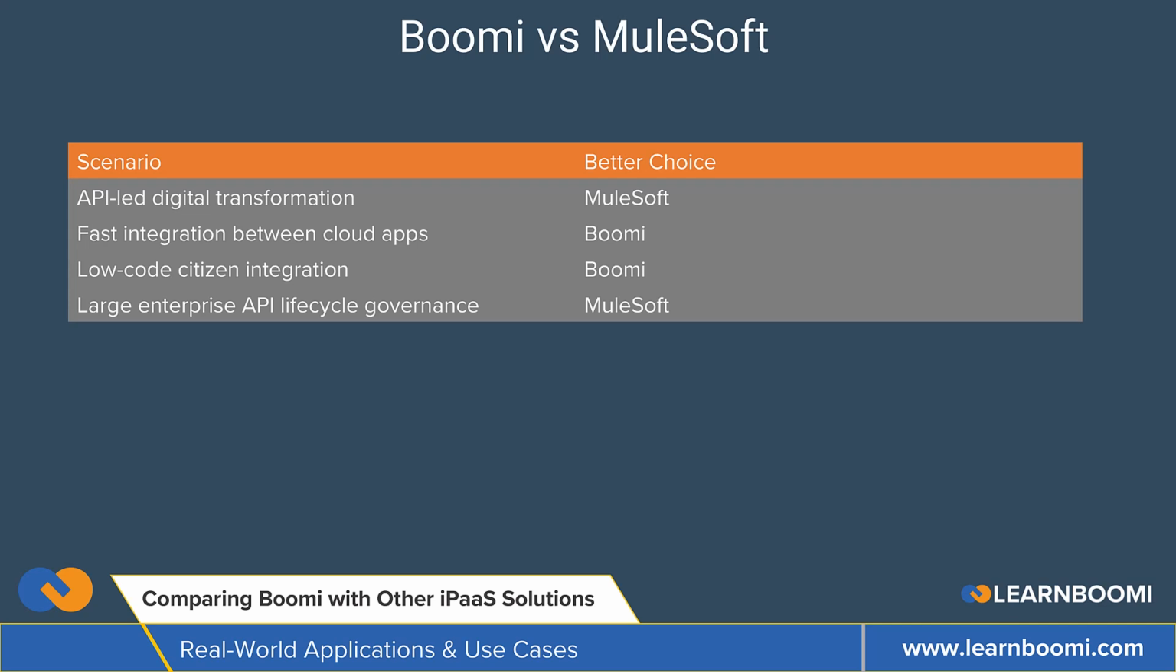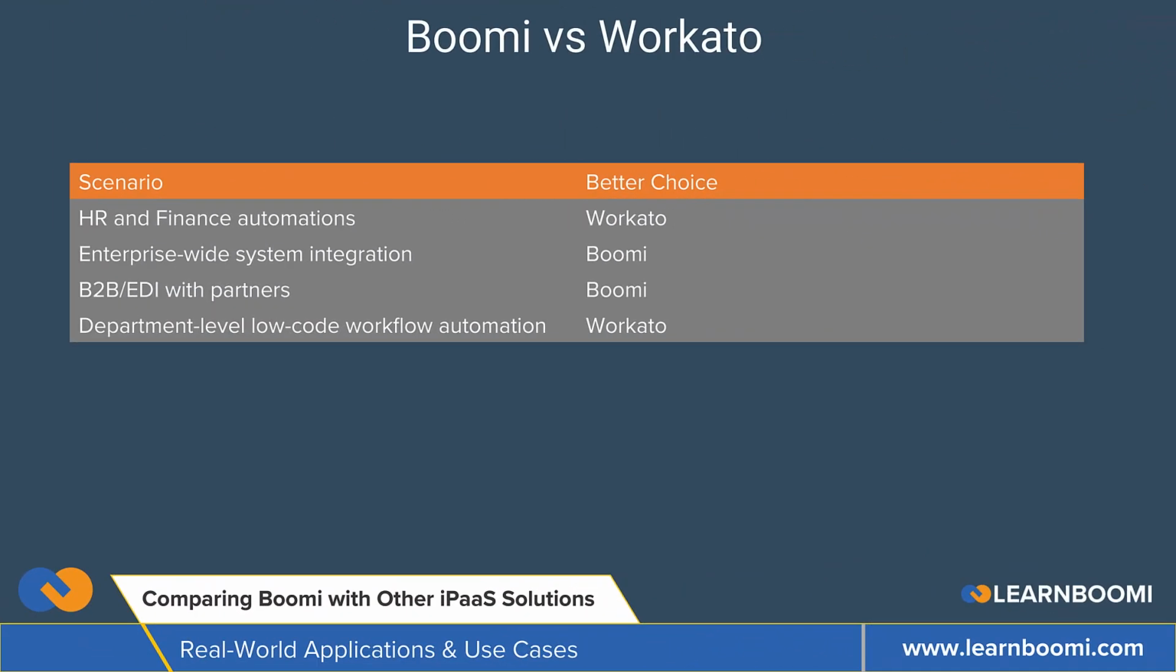For fast integration between cloud apps, Boomi is preferred. For low-code citizen integration, Boomi is preferred. For large enterprise API lifecycle governance, MuleSoft is preferred. Let's do the comparison of Boomi versus Workato.